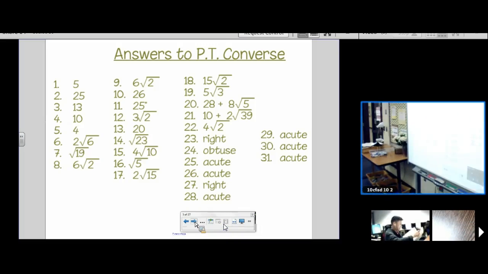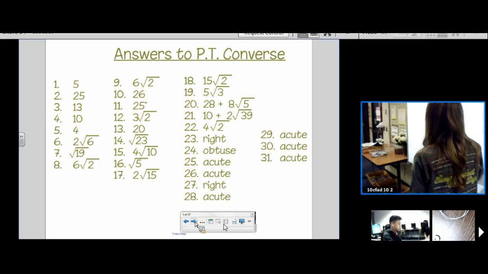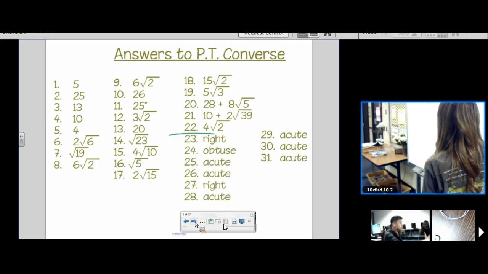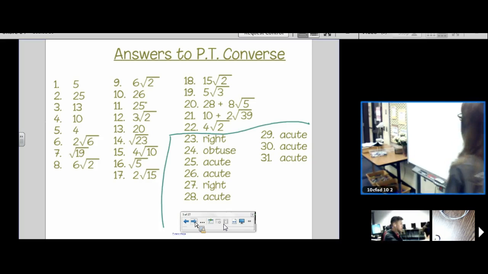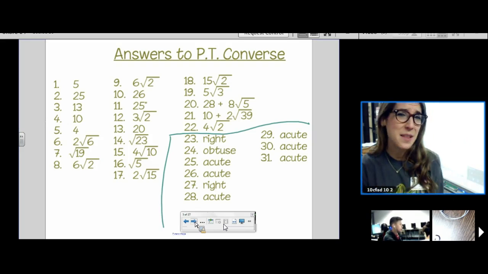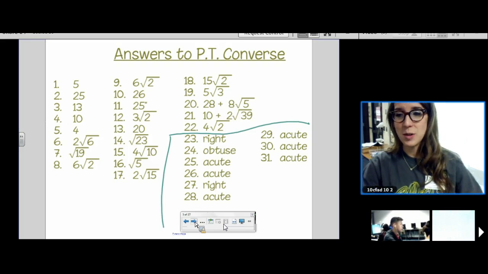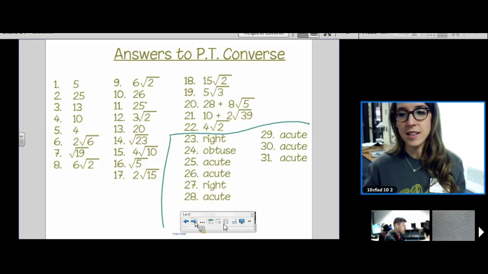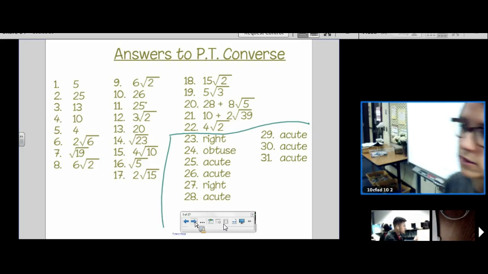Here are the answers to Pythagorean theorem converse. Just FYI, the converse problems didn't start until number 23. So if you didn't get to number 23, then you did zero practice over Friday's lesson. So just be careful.